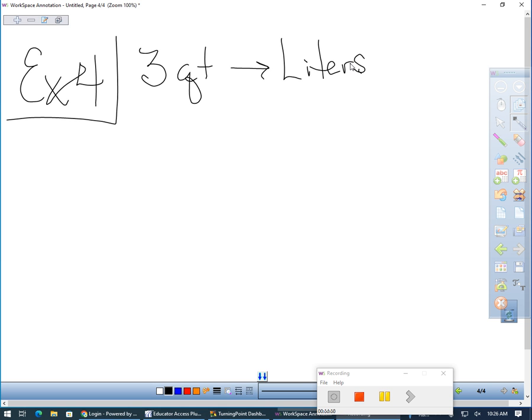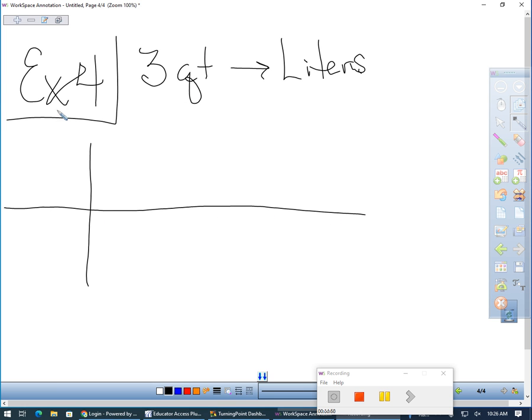Right? So we don't know those conversion factors, but lucky for you, if you turn to page 814 in your book, there is a list of all of those conversion factors for you. I also took a screenshot of that page and posted it in Google Classroom. 814, yes. So here we go.